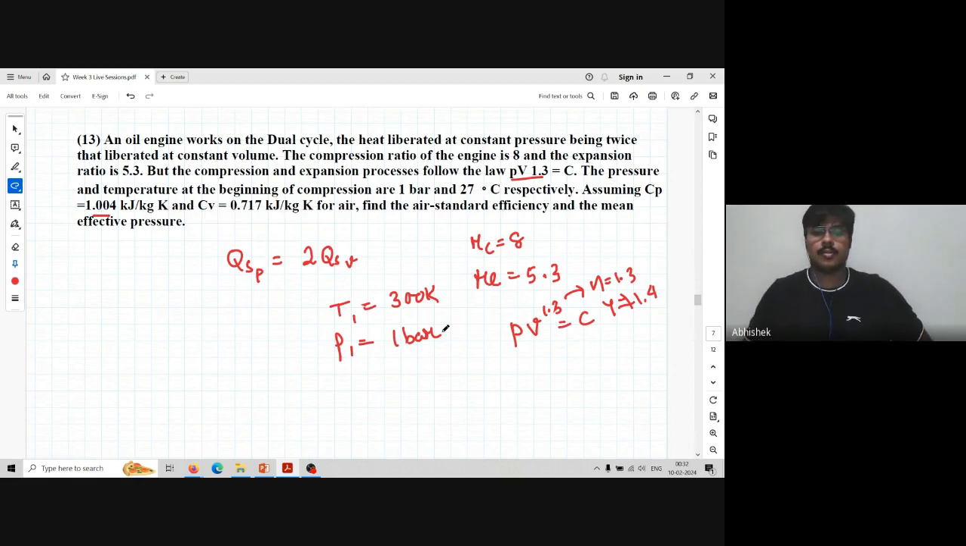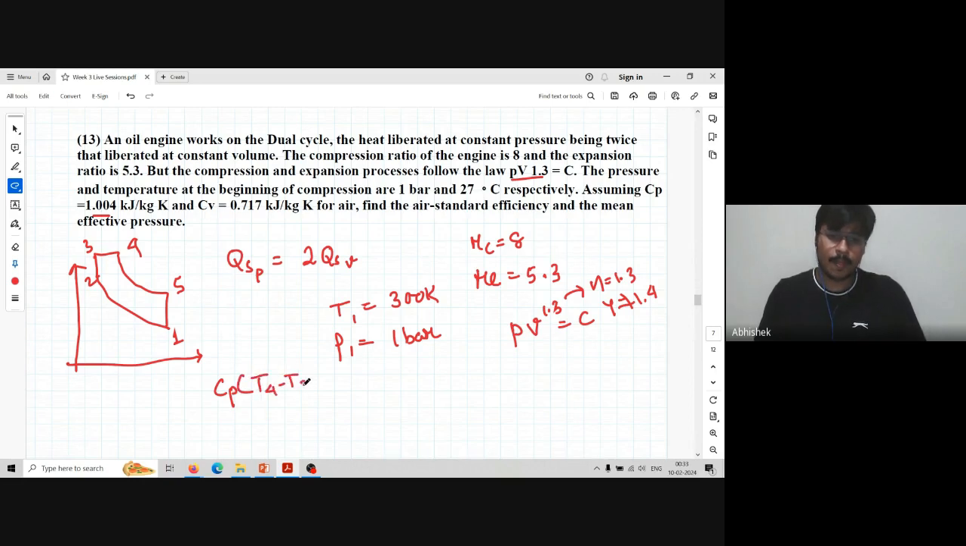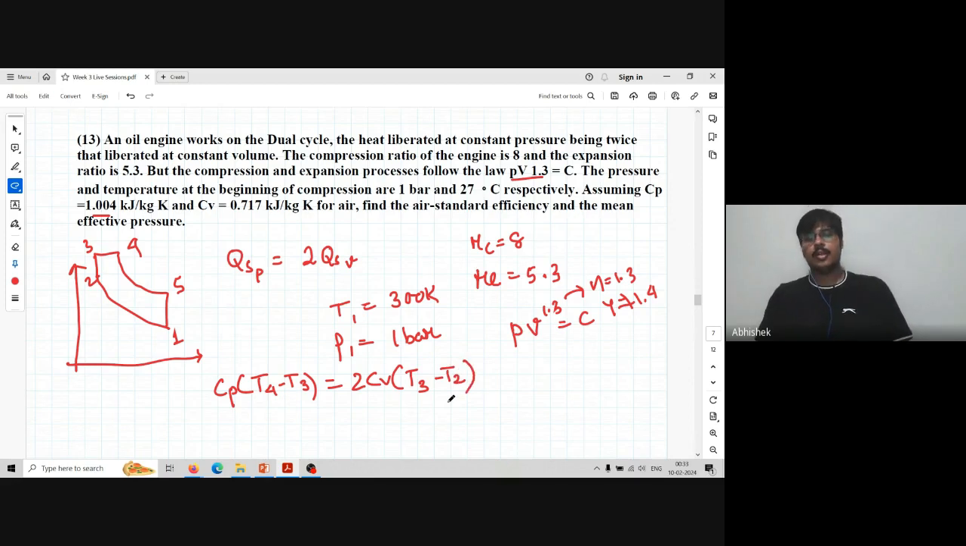Can you solve this question? Yes, sir. Same question, just framed in a different language. See, this is somewhat like this. Just draw the PV diagram. 1, 2, 3, 4, 5. So it is saying that Cp into T4 minus T3, we are getting a relation that equals 2 into Cv into T3 minus T2. We are getting a relation somewhat like this.